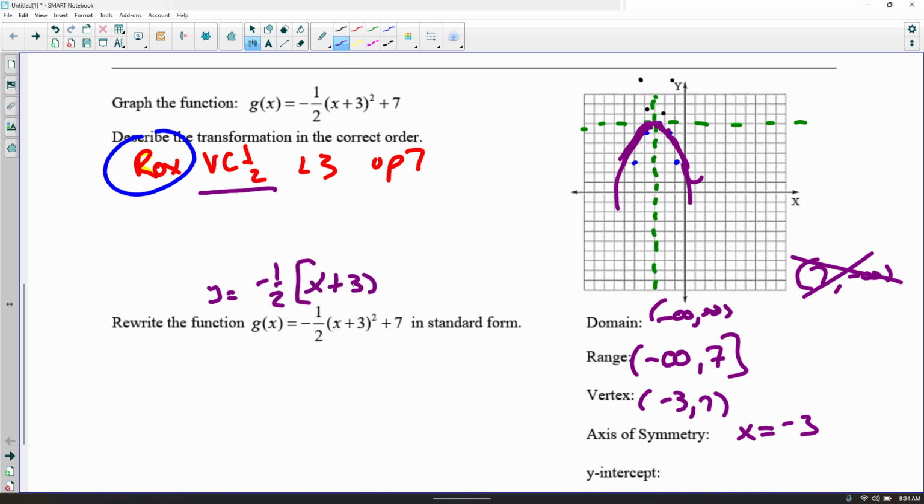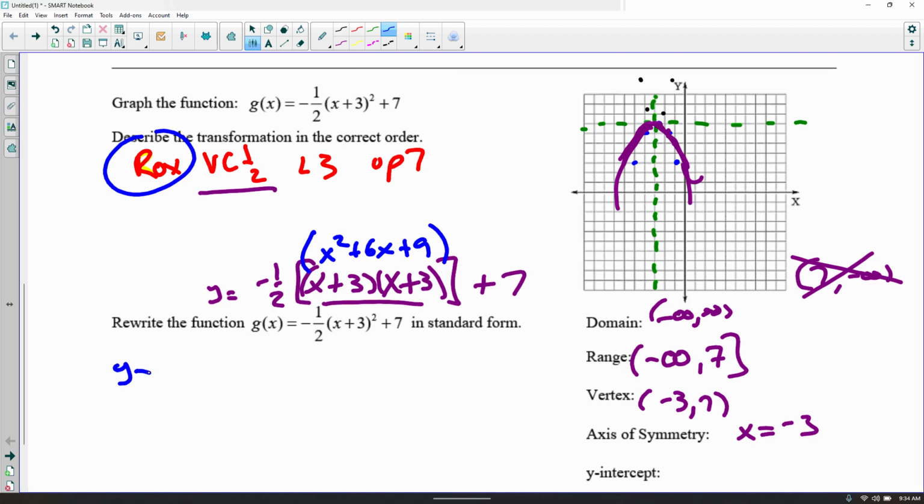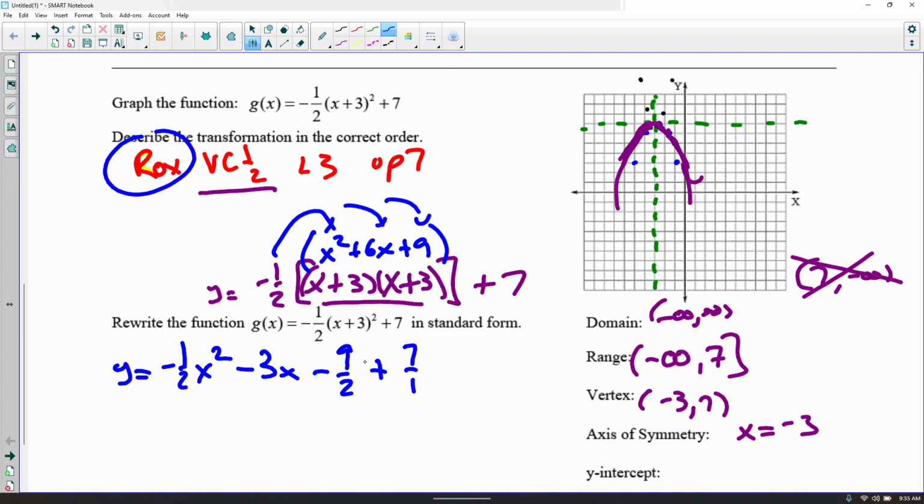Negative 1/2 times (x plus 3)(x plus 3) plus 7. Now I'm going through this pretty quickly because I've given you time already to work on this. But when you multiply these together, it's going to give you x squared plus 6x plus 9. Multiply a negative 1/2 to each of those. That would be y equals negative 1/2 x squared minus 3x, distributing 1/2 to each of those. The last one would be a negative 9 over 2 plus 7 over 1.